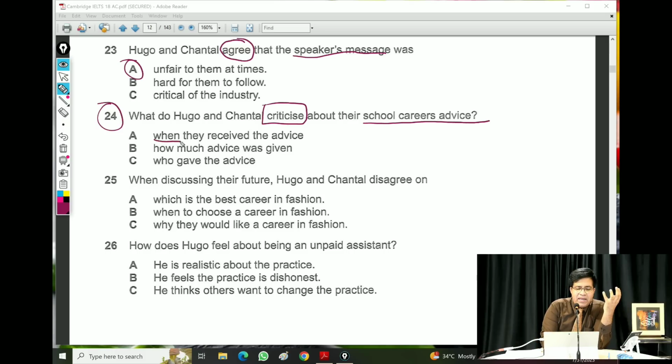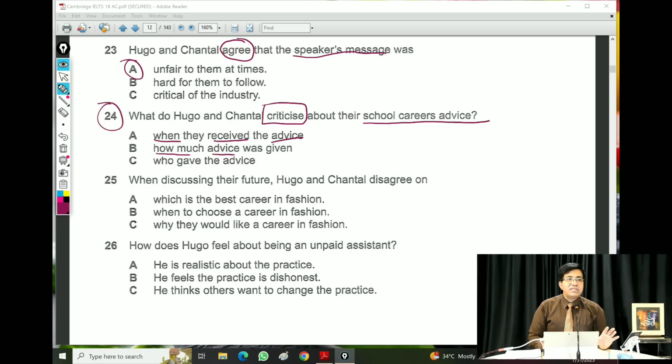Option A, when received advice. If they say they gave us this piece of advice very late, they told us very late, so when they received advice, if they criticize that, option A. When means the time when they gave advice. How much advice was given? So, if they criticize how much advice was given, if they say they only gave us a little piece of advice, or they gave us insufficient advice, or the advice they provided was incomplete, they didn't guide us thoroughly. What does that mean? How much advice was given, if they criticize this thing.